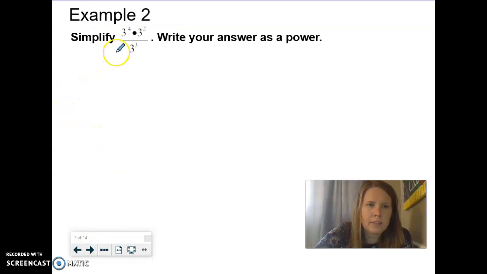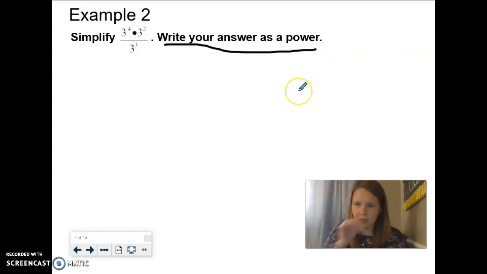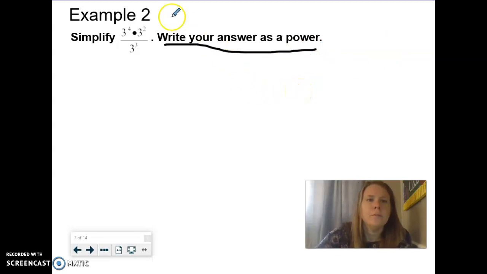All right, next one needs to simplify this. Write your answer as a power. Now, in the previous lesson, so 10.2, we talked about this multiplication. If you remember, what we do with the multiplication of this is we are going to add the exponents. So when I start off with this, I'm going to start by adding these before I do any division.